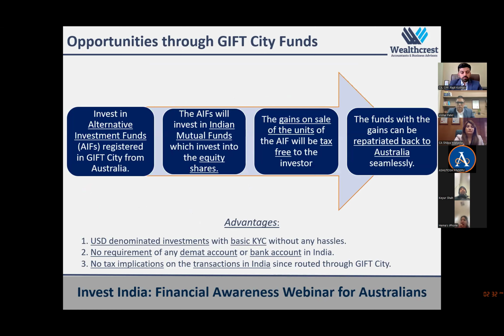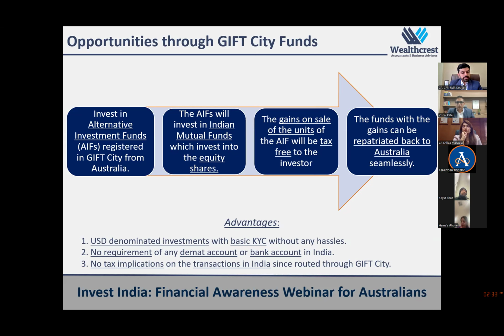To summarize the entire process that I mentioned, the way it would work is that the investment has to be done into the GIFT City fund directly from Australia. And these GIFT City funds, called AIFs, would be investing into the Indian mutual funds, the very existing old mutual funds which manage not thousands but lakhs of crores of rupees, which invest into the Indian equity stock market. And then whatever gain would arise eventually from the appreciation of these investments would be completely tax-free in India to the fund as well as to the investor, and then the entire proceeds can be repatriated back to Australia.